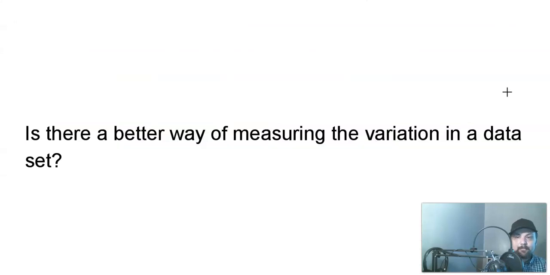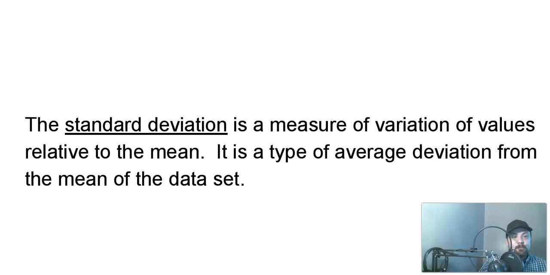So let's get back to that. All right, so is there a better way of measuring variation? Yes, it's a lot more complicated, but this gives us a much better understanding of the variation in our data set, and it's called the standard deviation. So this is a measure of variation of values relative to the mean. It is a type of average deviation from the mean of the data set.